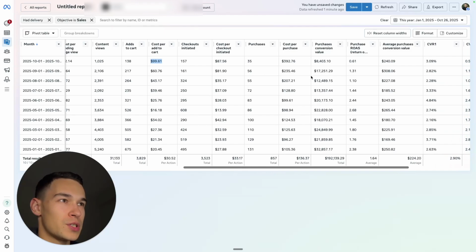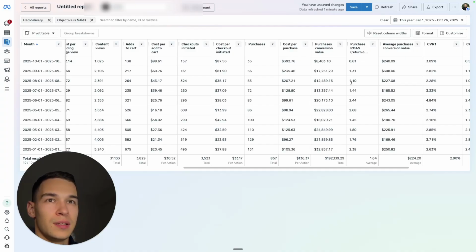Then we have the cost per purchase, we have ROAS. As you can see, ROAS is 0.6 this month. Before it was 1.3x, 1.1, 1.4, 2.5, 2.6. So since the beginning, it was good till, I would say, August, and then it started to drop.